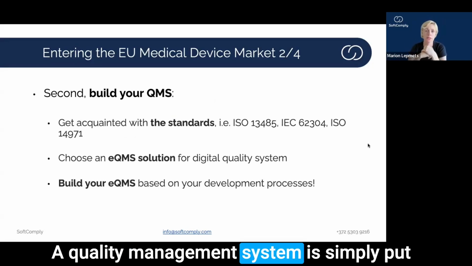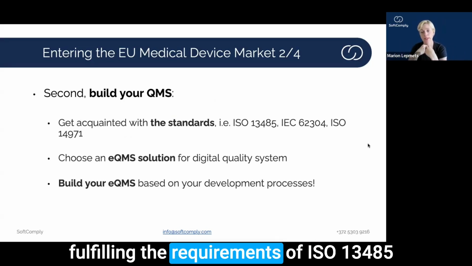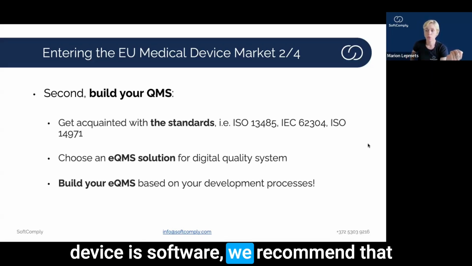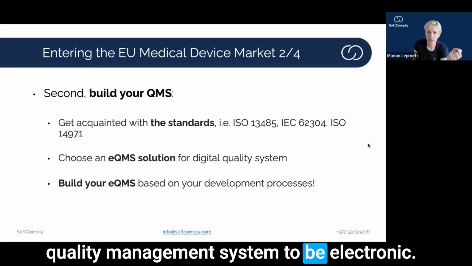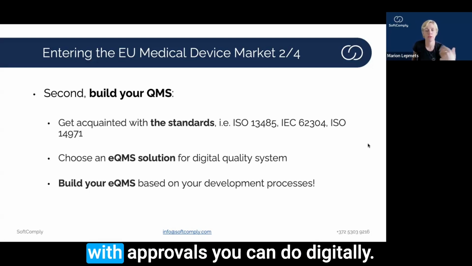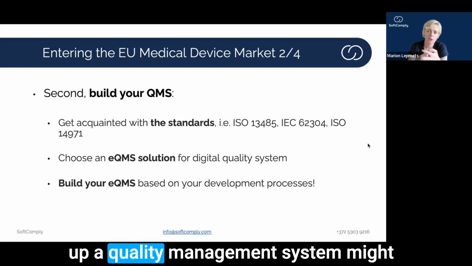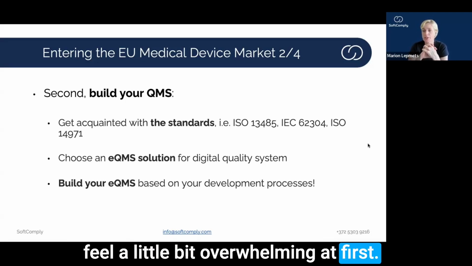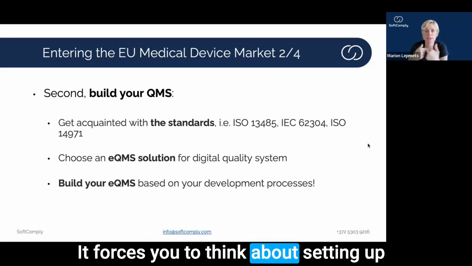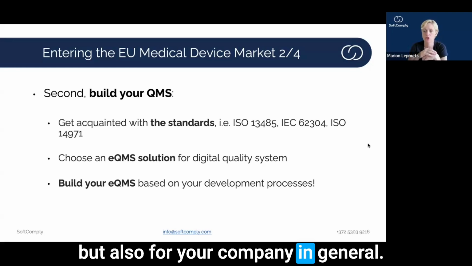A quality management system is, simply put, a collection of different types of documents fulfilling the requirements of the standard. If you are a software developer or your device is software, we recommend that the quality management system be electronic. You have a set of documents in your document management system with approvals, so you can do it digitally. From a founder's perspective, setting up a quality management system might feel a little bit overwhelming at first, but in the end, it will help you scale and grow and advance your company. It forces you to think about setting up processes and the right structures and rules for your product development, but also for your company in general.